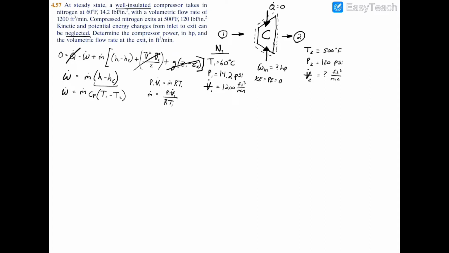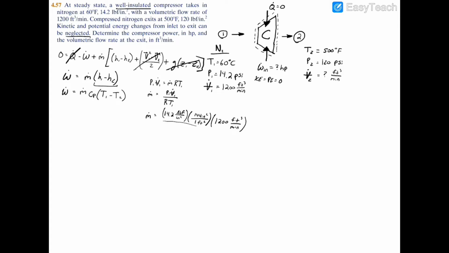And so now let's plug in what we have. So we have m dot equals, so the pressure was 14.2, and that was pound force per inch squared, psi. And we know that the final unit we're looking for is going to be in cubic feet per minute. So I'm actually going to convert this into feet. So we're going to have 144 inches squared per 1 foot squared. And now we have pressure per square foot, psf, rather than psi. And now we have the volumetric flow rate, so we have 1200.